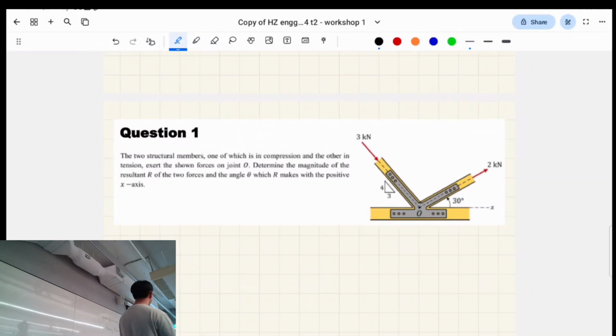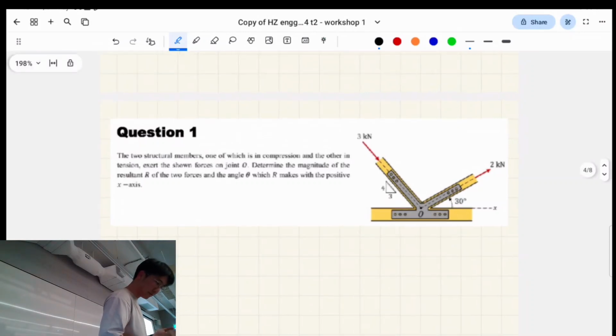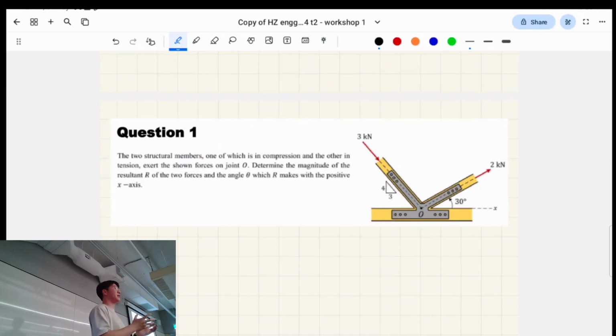But all you need to know for now is that trusses are generally made out of steel or timber. I think this one might be made out of steel. Let's say it's made out of steel. And those members can take on tension and compression forces, right?